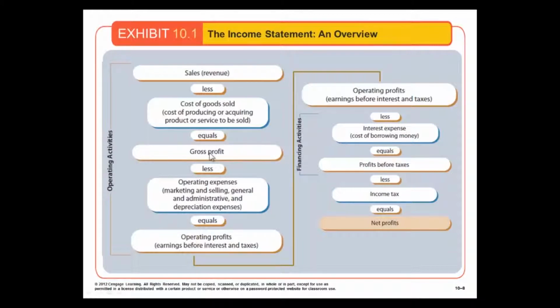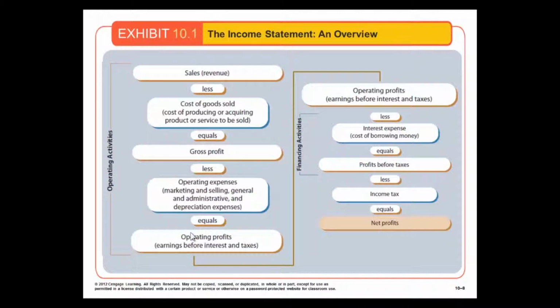Now I'm going to go through each of these because I want you to learn these terms. When I subtract from that the operating expenses, that's the marketing and selling, the general and administrative, sometimes you'll hear us call this G&A, and depreciation expenses, that then equals the operating profits. This is an important number right here. A lot of our financial analysis hinges on this number right here. That gives us our earnings before interest and taxes.